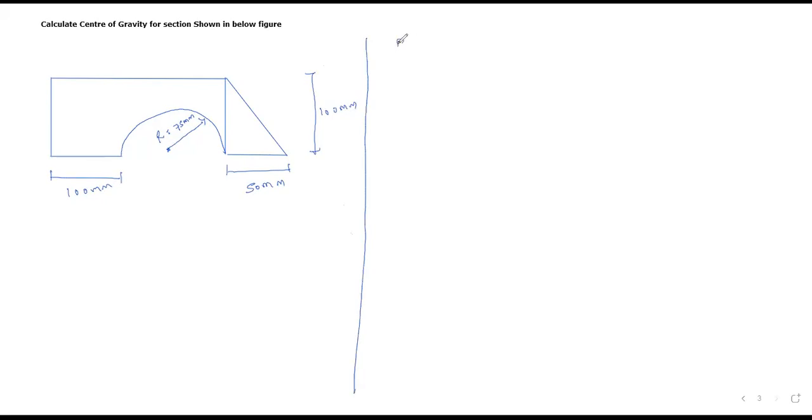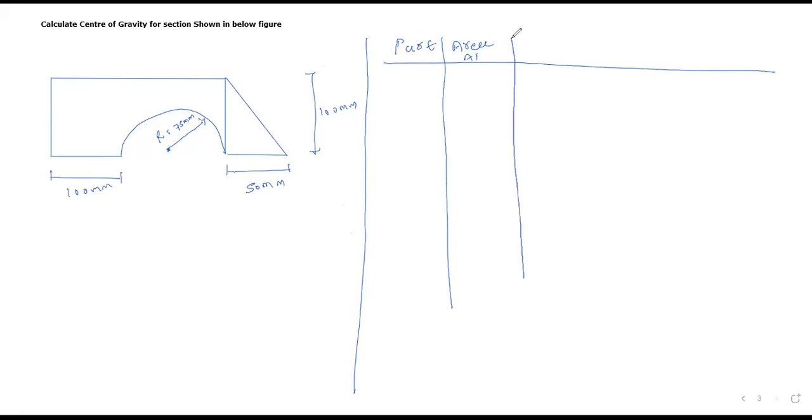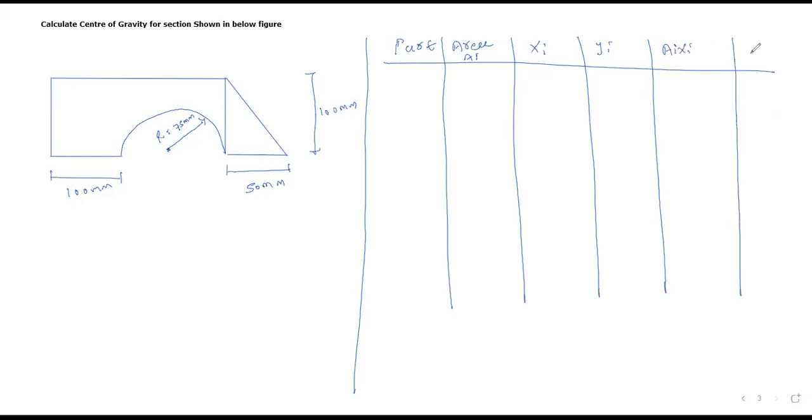Part. In the part column you can write its name or its number. Area, xi, yi, Ai xi, Ai yi. Now from geometry, please tell me, can I say that this semicircle is already part of the rectangle?